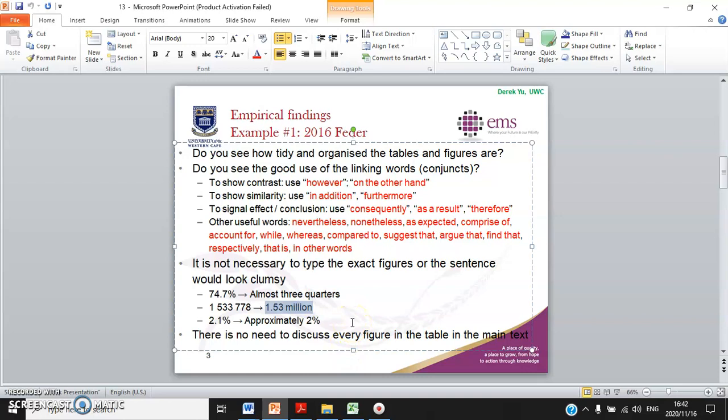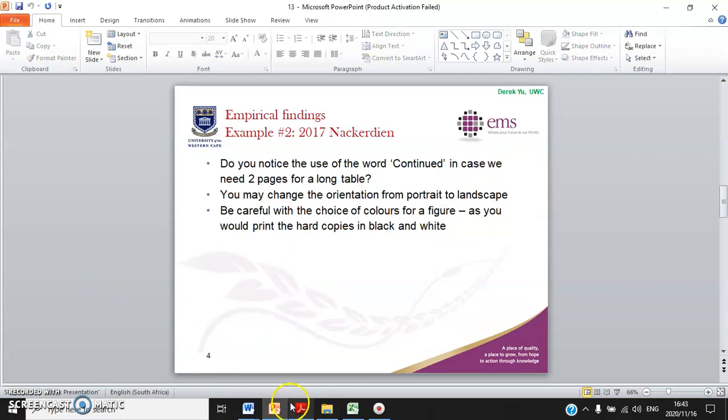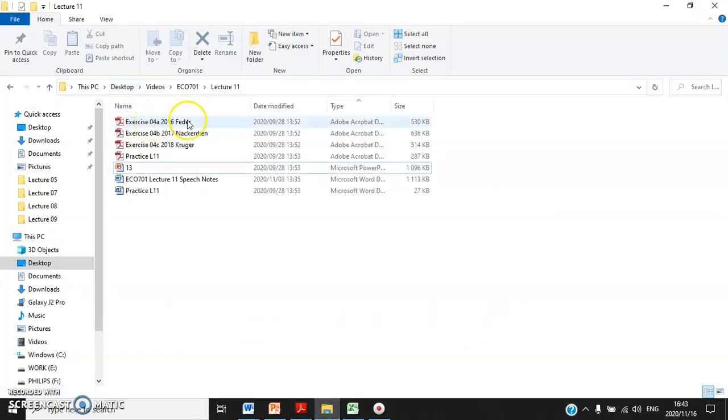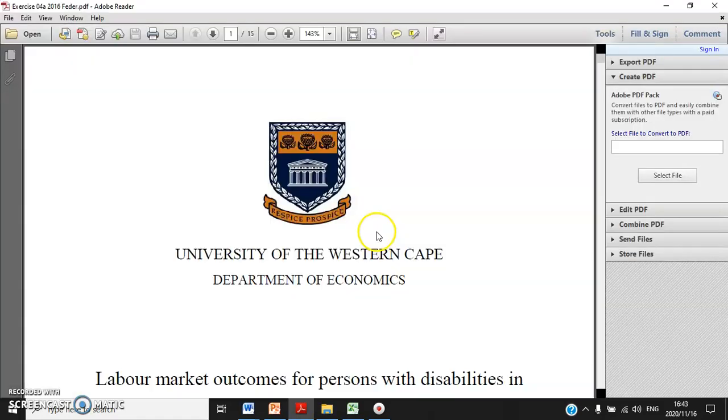But remember, in one of my earlier lectures, I talked about the consistency regarding the number of decimal places in the written paragraphs. If you want to stick with 2 decimal places, then please be consistent in the whole chapter 4. And this is a last example, 2.1%, you can use the words about or approximately 2%. So let's look at her actual one, exercise 4A, Feather.